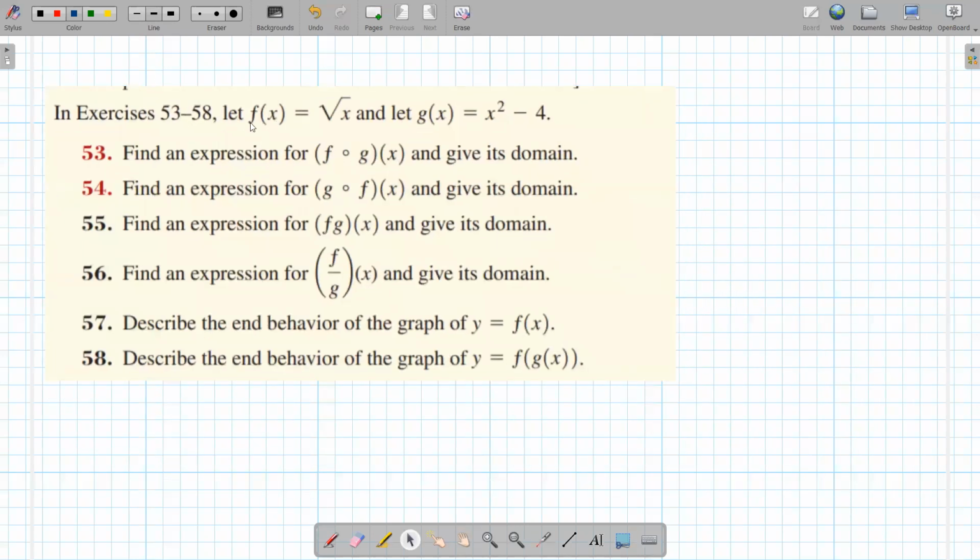Here it says, if f of x is this and g of x is this, find an expression for f of g of x and give its domain. Oh yeah, that's f of g. Exactly. So f of g of x just means f of g of x, right? So what's the next step? The next step is to plug in g where f of x is found.